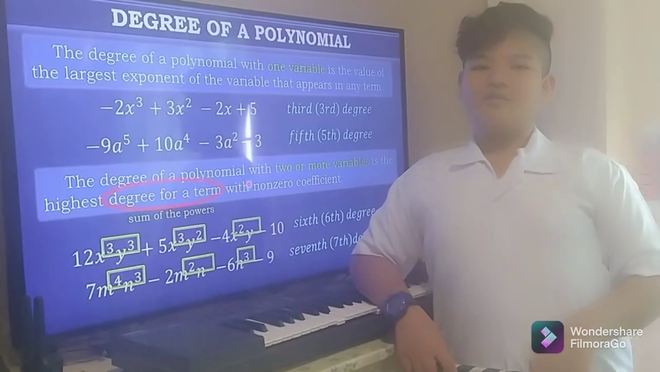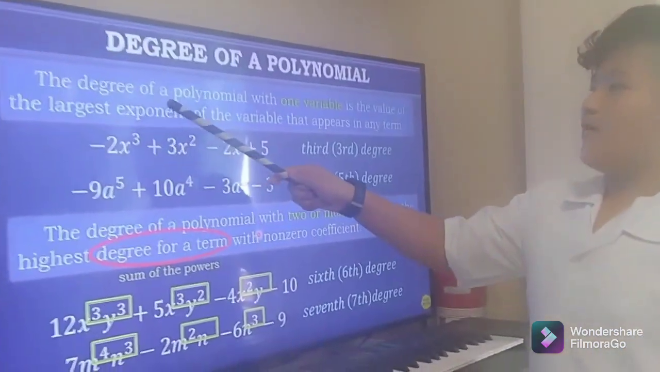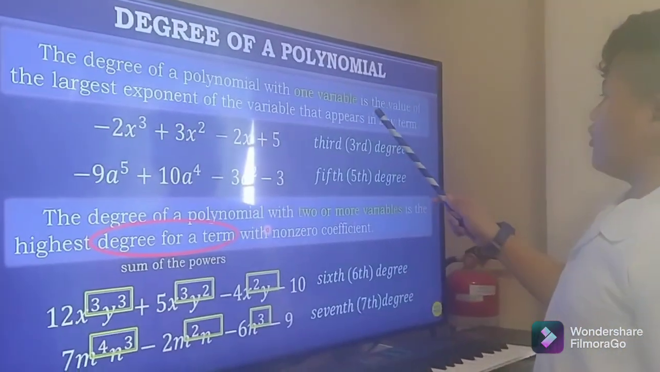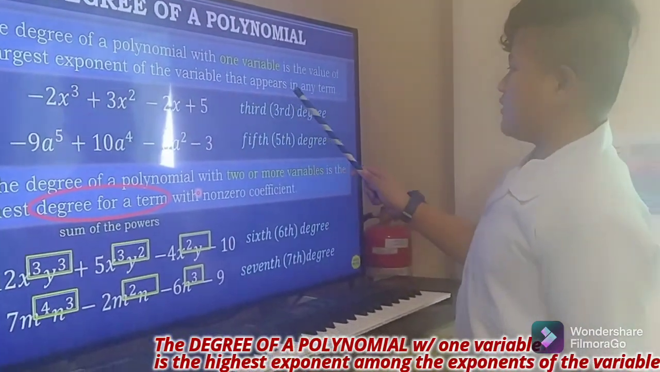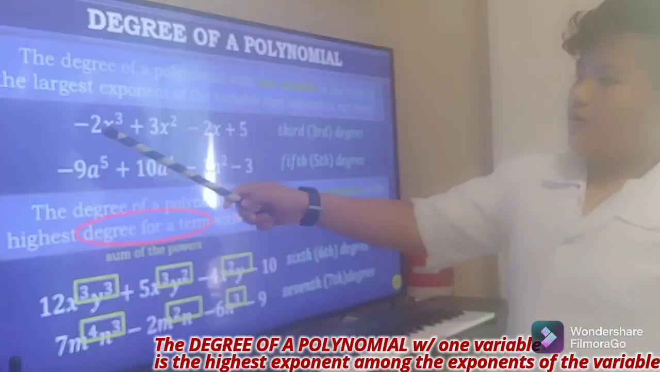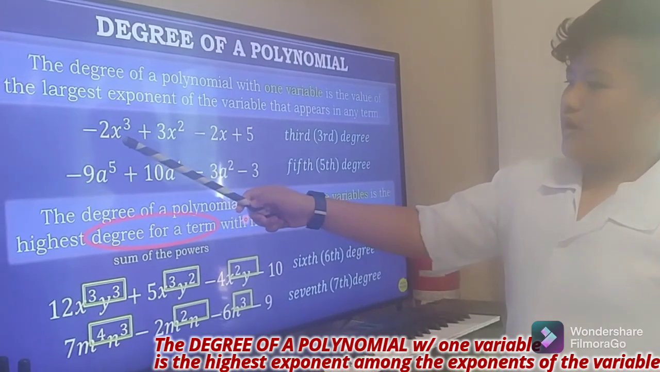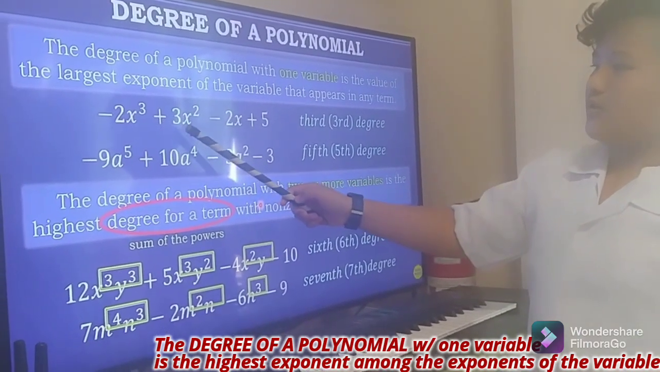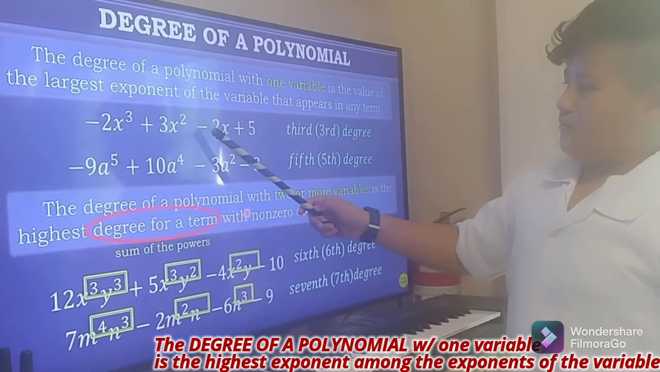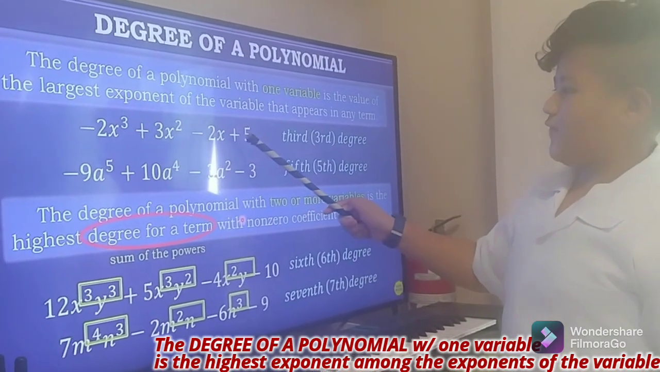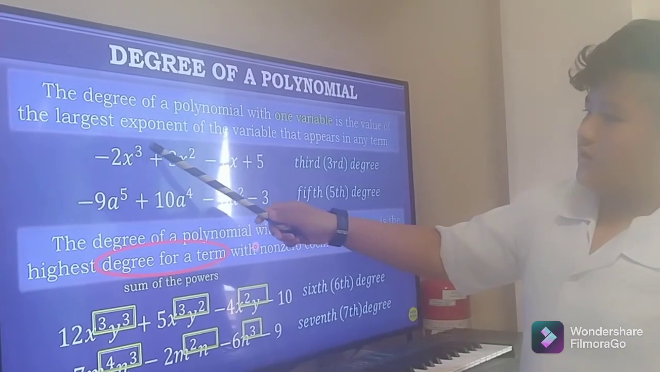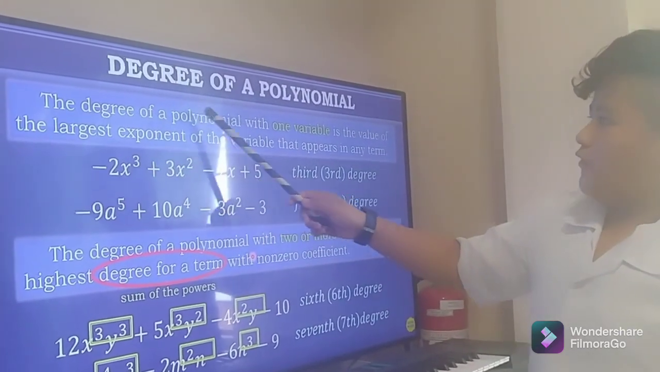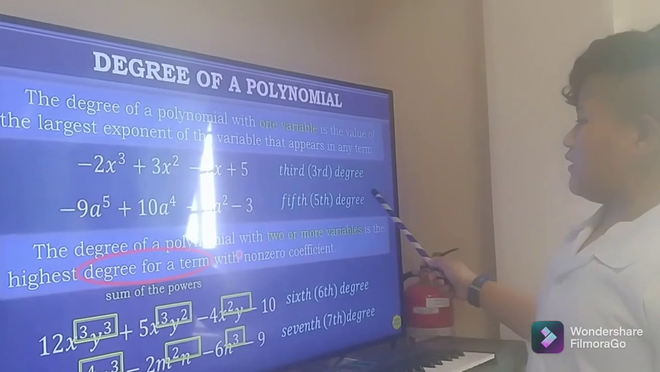Degree of a polynomial. The degree of a polynomial with one variable is the value of the largest exponent of the variable that appears in any term. For example, negative 2x to the third power plus 3x squared minus 2x plus 5. The largest exponent of the variable is 3. So the degree of the polynomial is third degree.